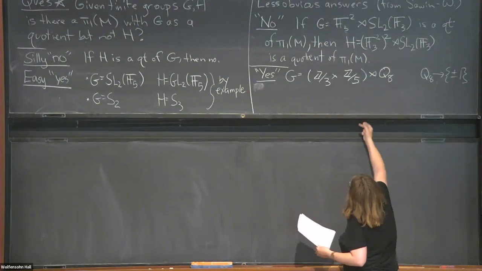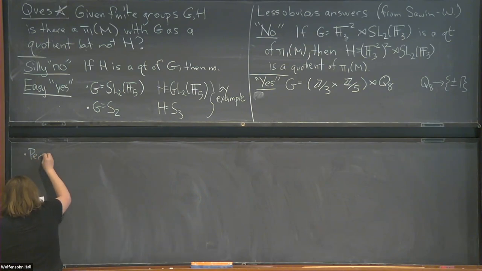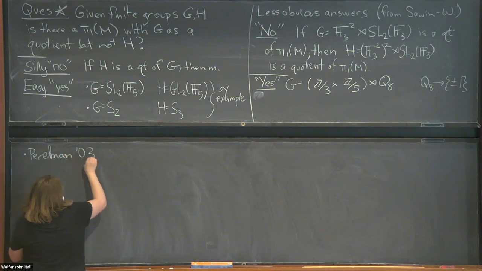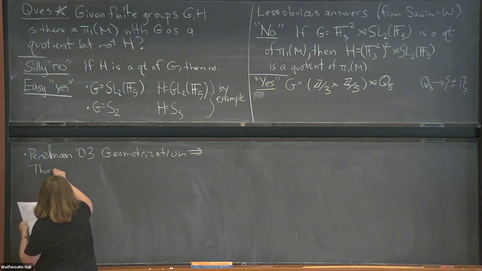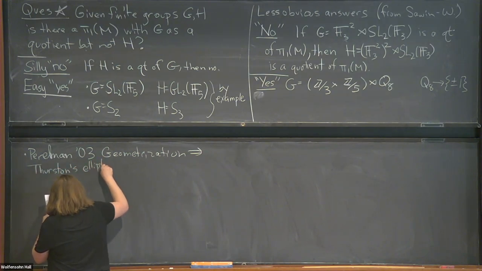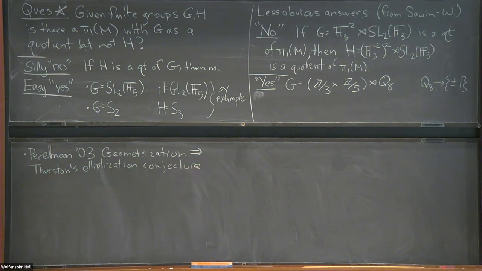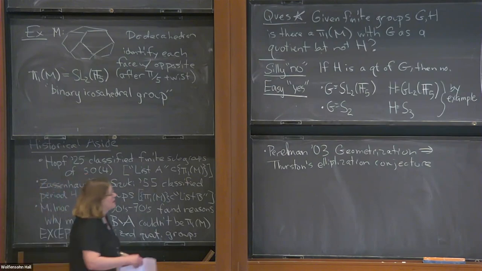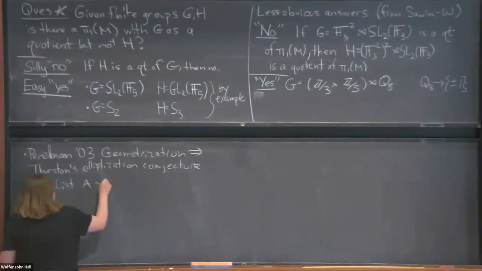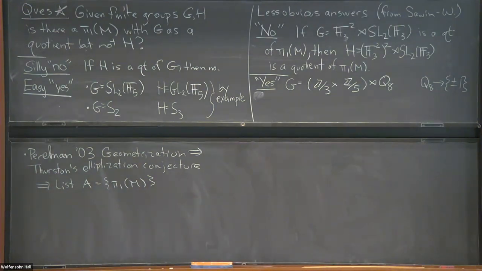And no more arguments were found to eliminate these until Perelman in '03, when he proved geometrization, which in particular implied Thurston's elliptization conjecture. That implied that the only way to be a finite fundamental group of a 3-manifold was to be a subgroup of SO4. So this implied that list A was indeed the complete list. So Hopf's list of finite subgroups of SO4 was the complete list of finite 3-manifold groups.